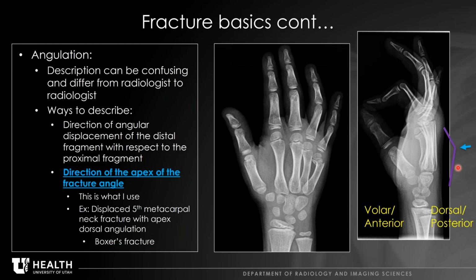So here, I kind of drew a line. If this is the fractured metacarpal, the apex of the angle right here is pointing to the back of the hand, or dorsally. If it was like this, then we would call it apex volar. So this is a boxer's fracture. It's an angulated fracture with apex dorsal angulation.